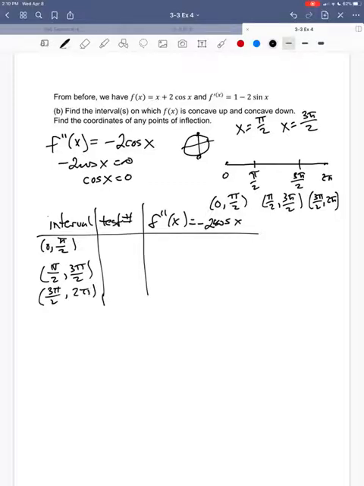Those are my intervals. For a test number, 0 to pi over 2, and pi over 2 is up here at 90 degrees, so between that would be 45 degrees, which is pi over 4. If I take -2 times the cosine of pi over 4, well, the cosine of pi over 4, that's in the first quadrant, so the x-coordinate is positive. So the only important thing there is that it's negative. So that's going to be concave down.